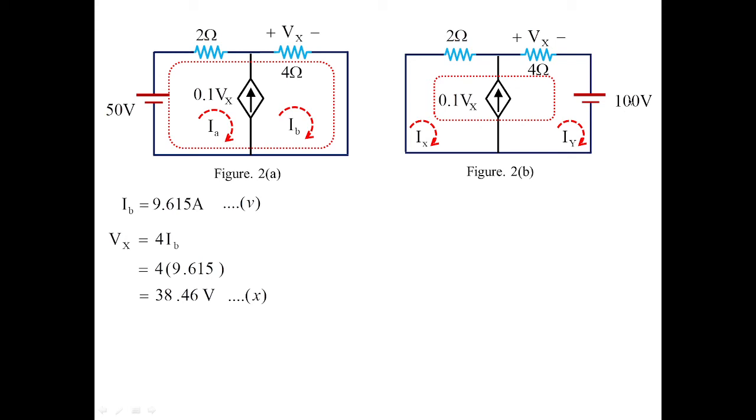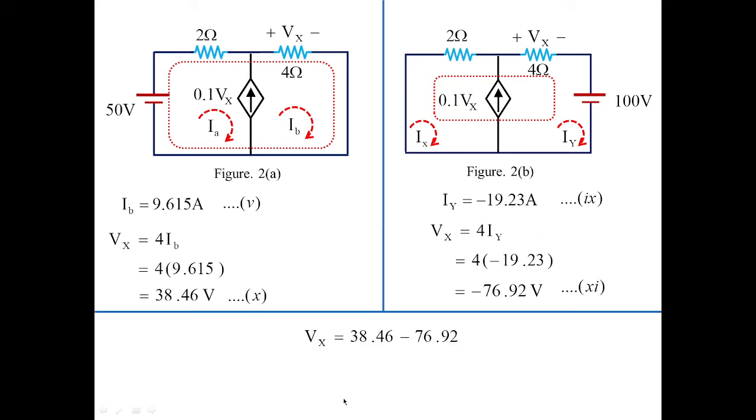Similarly, when 100 volts was active, the Vx is obtained as minus 76.92 volts. Overall, we need to find out the answer. So overall, Vx is equal to result 1 plus result 2, 38.46 minus 76.92 volts. This is giving us the answer as minus 38.46 volts. Now this is the value of the Vx which is given in the problem.